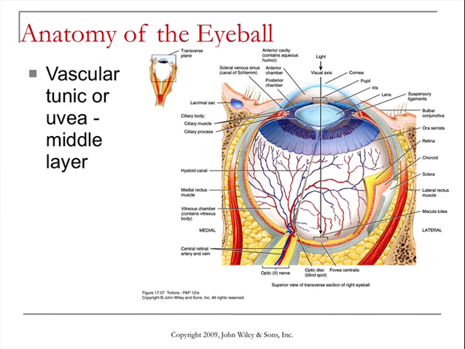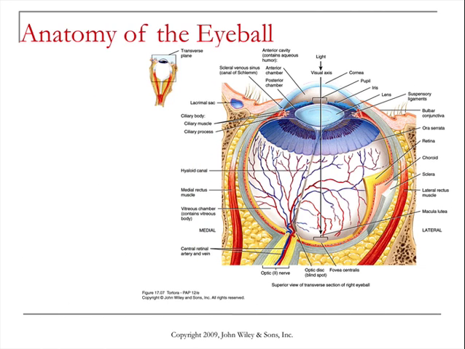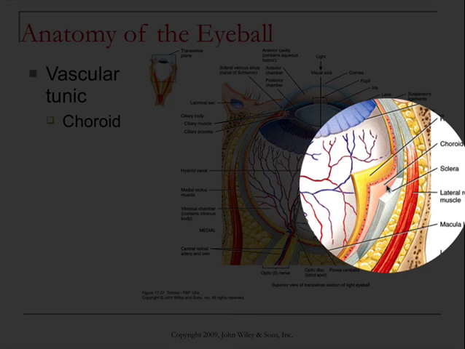The next layer in is the vascular tunic, or uvea. The vascular tunic has a variety of parts. One part is the choroid. This is the layer shown here.